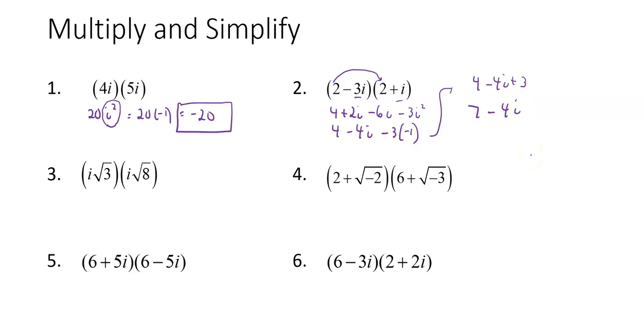You might be able to skip a step as you get a little bit more comfortable with this and see negative 3i squared means negative 3 times negative 1, which is 3, and just add it from there. But when you're first starting out, you want to write everything out.